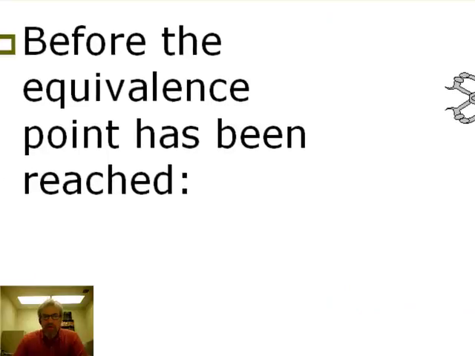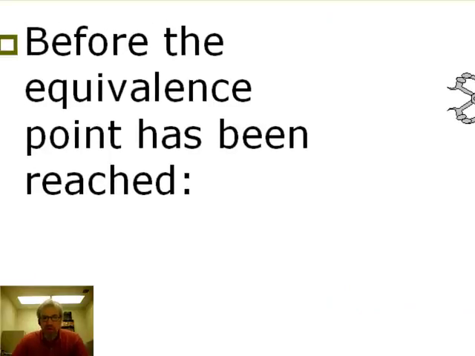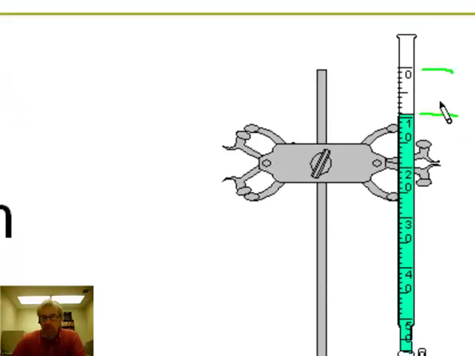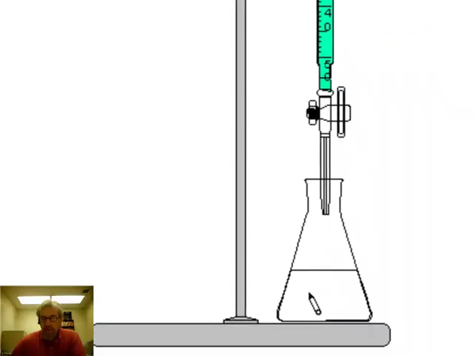The first phase of the titration is before you reach the equivalence point, where all the acid in the flask has been neutralized, but after you've actually added some base. So we can see that the level in the burette has dropped. We've added some base to the flask, but not enough to neutralize all the acid.